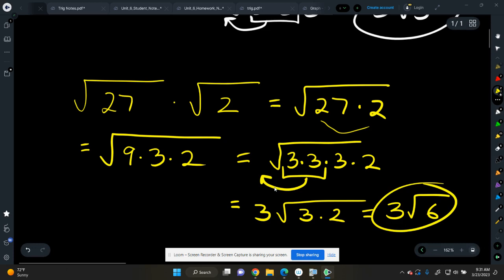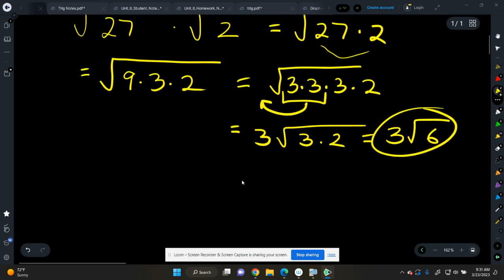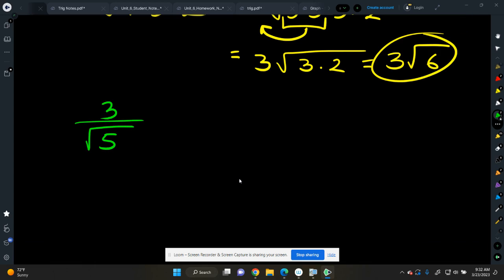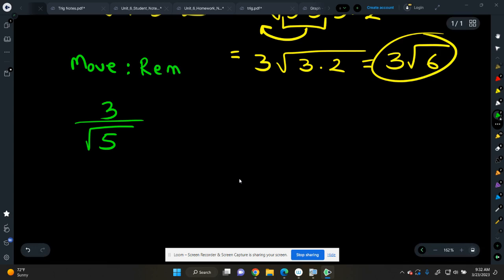Okay. Ready? Got that? Okay. Division. The only thing I'm going to test you on for division is pretty straightforward problems like 3 over root 5. How do I take care of that one? Remember, it's like the cow math: move and remove. What's that mean?